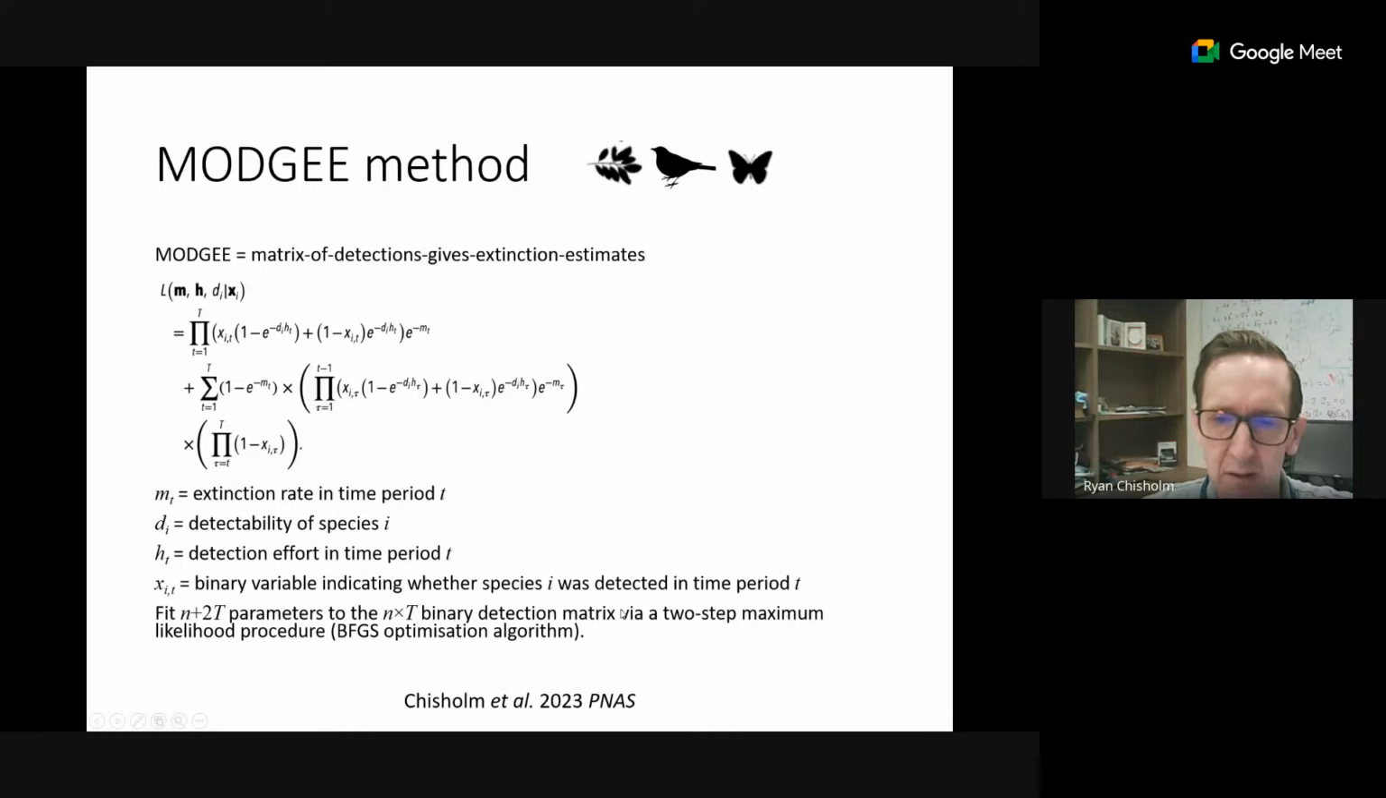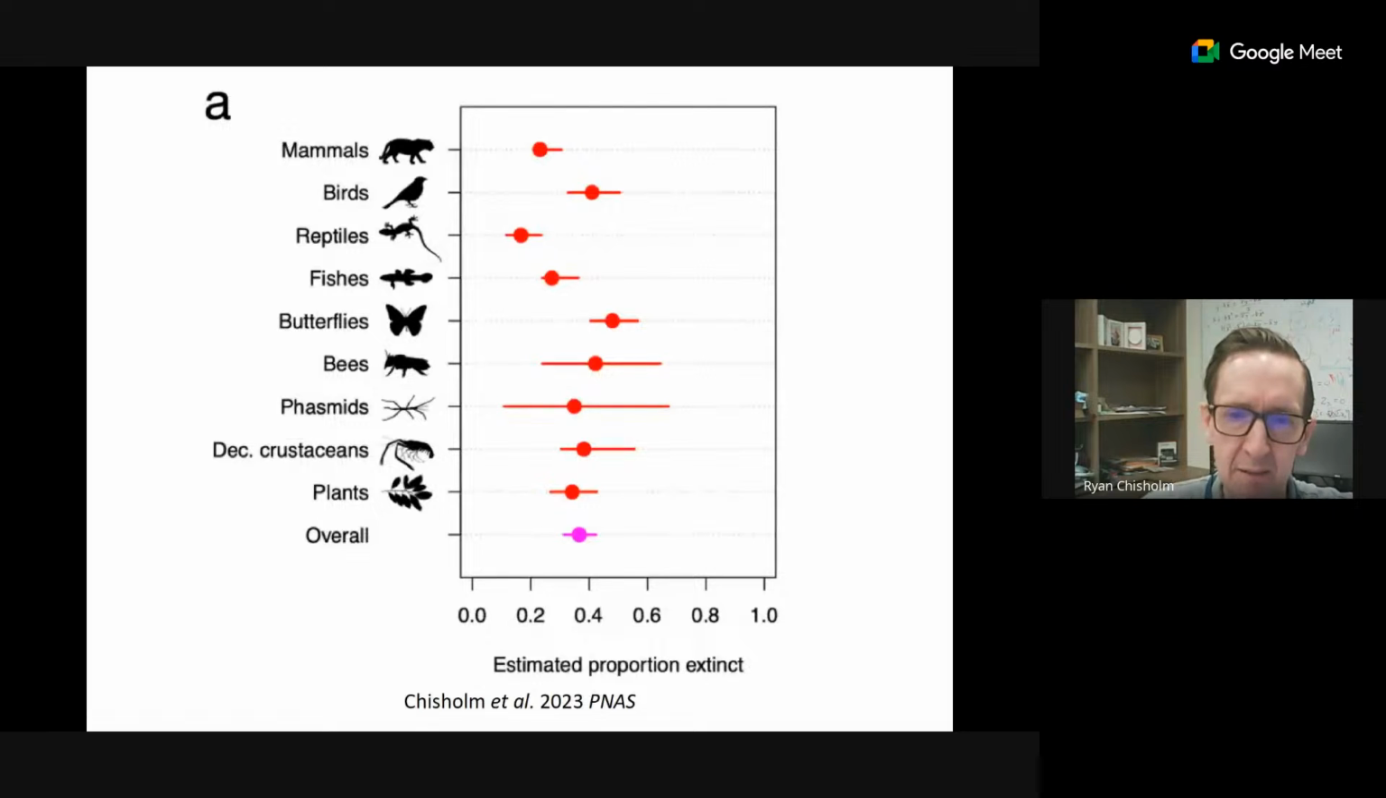We ended up doing this by a 2-step maximum likelihood procedure, just because if you do it in 1 step, there's identifiability issues with the detection and extinction parameters. And we tested this out against simulated data, and it works pretty well. So onto the results. The headline number is that we estimate that about 37% of species in Singapore have gone extinct over the last 200 years, with some variation across the taxonomic groups.